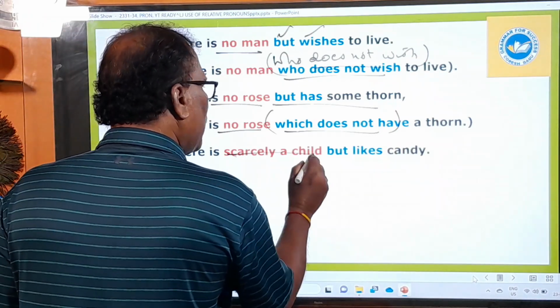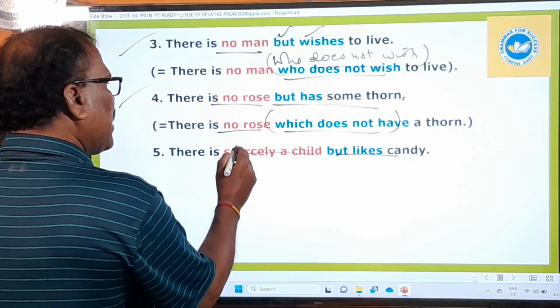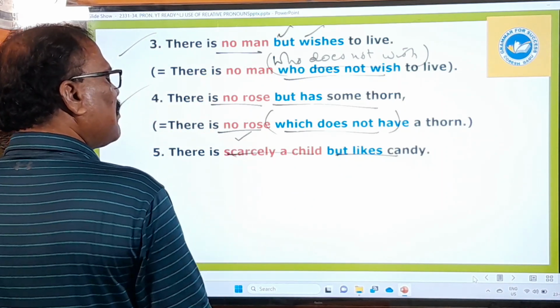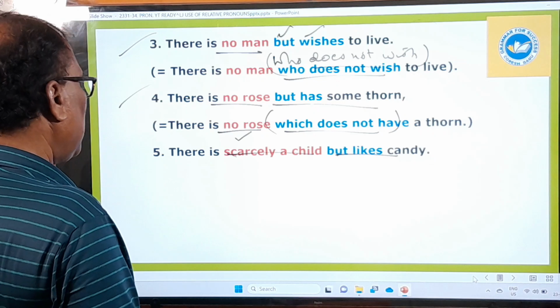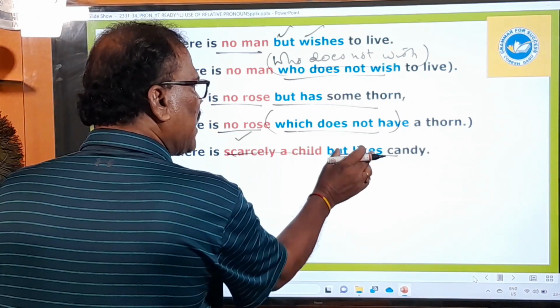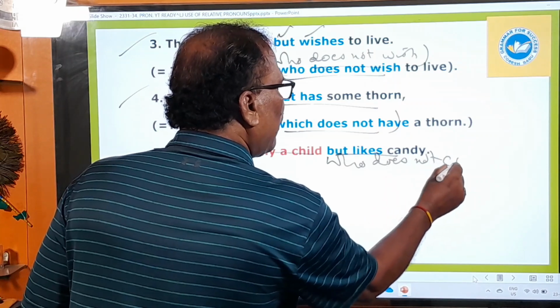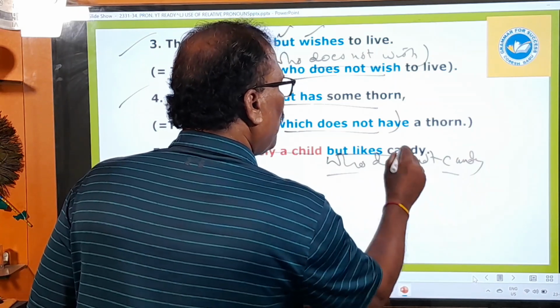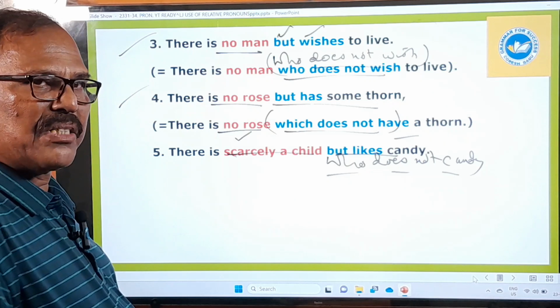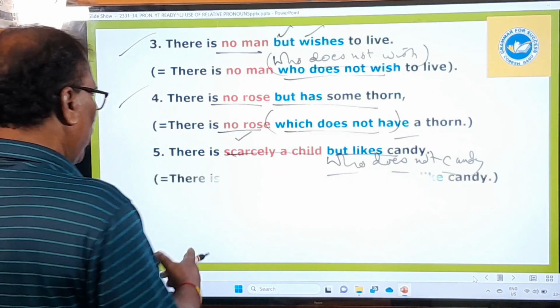There is scarcely a child but likes candy. Scarcely also is a negative word. Hardly, scarcely. Yes, there's scarcely a child. But likes means who does not like. Is there any child who does not like candy? No, no. But likes candy means who does not like candy. Okay, right.